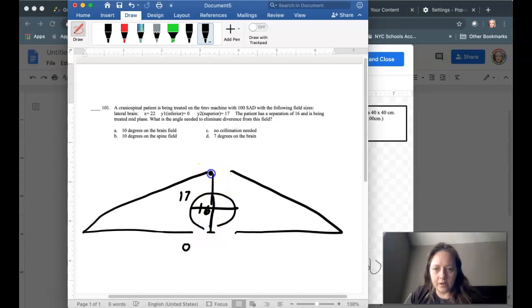All of this information, I'm not sure if you've noticed yet, but none of this information is even relevant. They're just giving you a whole bunch of information to try to figure out if you can differentiate between what's important here and what's not.